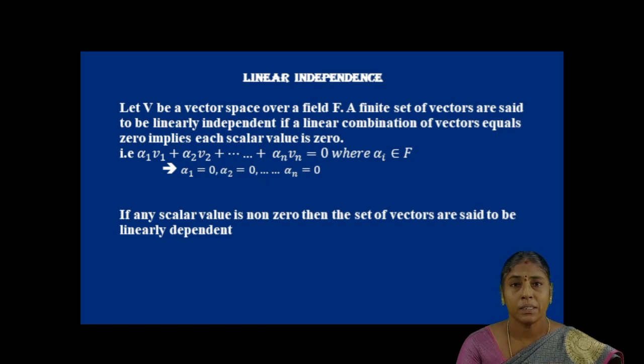While using this condition, if any one of the scalar values, that is alpha 1 or alpha 2 or etc. alpha n, is non-zero, then the set of vectors is called linearly dependent. So, linearly independent vectors means a linear combination alpha 1 v1 plus etc. plus alpha n vn equal to 0 implies each and every alpha i equal to 0. Then the set of vectors is called a linearly independent set of vectors. Here v1, v2 etc. vn belong to the vector space V and each alpha i belongs to the scalar field F.